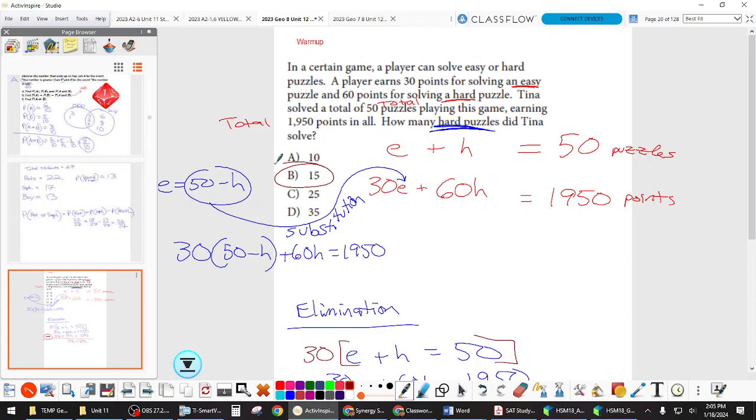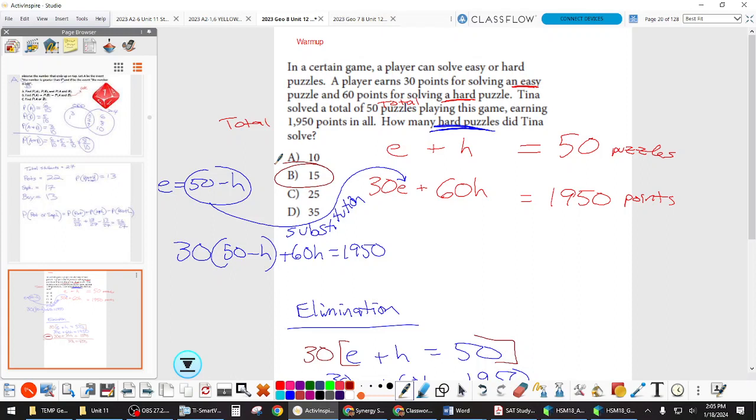You would get the same thing if you did this. You'd get your 1500 minus 30H plus 60H. Subtract your 1500. It's exactly the same result. Seems kind of common sense, huh? It's more like common sense, I think. Which one? You get the answer.